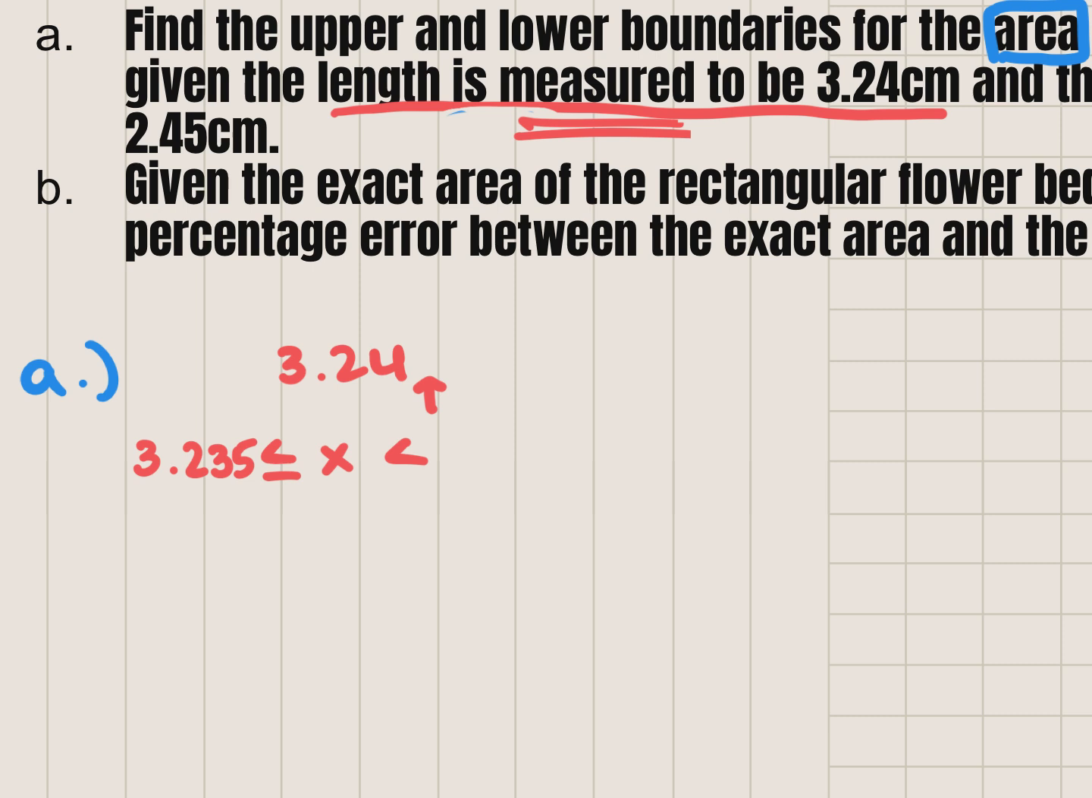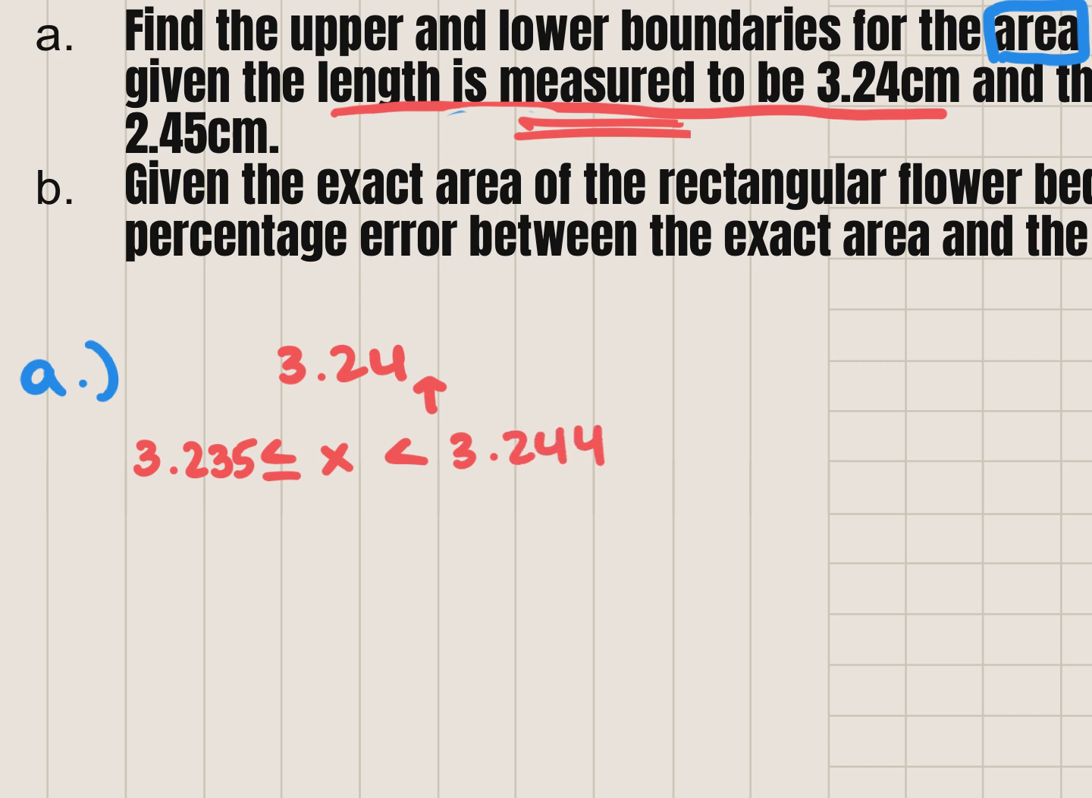I then also need to do the same thing on the end here. Upper boundary, 3.24. I extend out 1 more decimal place as a 5, okay? And any number there, 3.245, anything lower than that will round down to 3.24, okay? And remember, a lot of the times I see students, they want to do this.